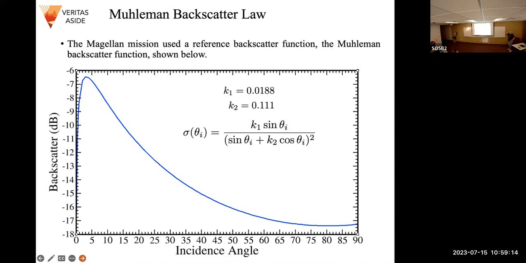This is an example of a backscatter curve that we used for Venus, for Magellan. And again, you can see the general shape of what the signal looks like. Here, these parameters were determined empirically for the particular surface. So sometimes there are nice analytic forms that we use, and sometimes we just apply empirical fits.